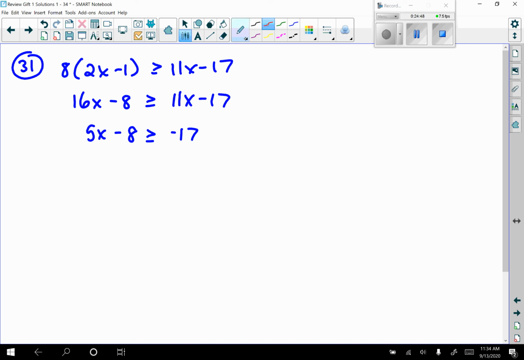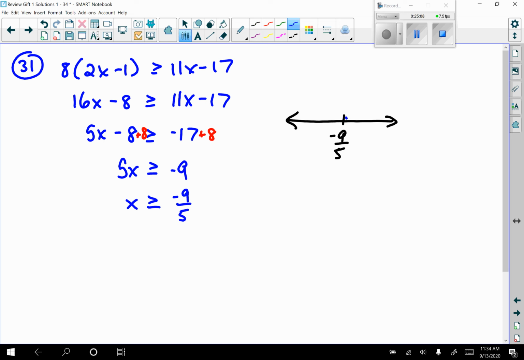Now if I add 8 to both sides, plus 8, plus 8, we have to be careful. So 5x is going to be greater than or equal to negative 17 plus 8, which is negative 9. I'm going to divide by a positive 5 so I do not flip the sign. X is going to be greater than or equal to negative 9/5. Here's my special number. Again, a closed endpoint because it's or equal to, greater than, shade to the right. So I'll start with the bracket, negative 9/5 to positive infinity.